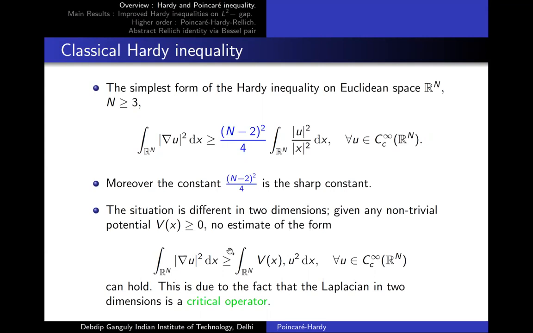That means there is no inequality of such form that the integral of the gradient of u squared is greater than or equal to the integral of some potential V(x) u squared dx. If such an inequality holds true in R^2, then V has to be identically 0. So there is no way that you can have a Hardy inequality in the full space in R^2 when n equals 2. That is the reason we have always considered the case n greater than or equal to 3. Of course, this is related to some spectral theory, which I will come to.